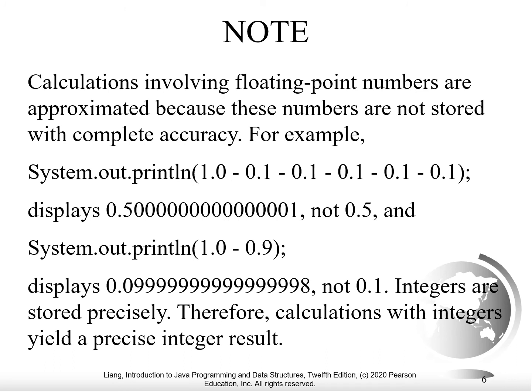It is very important to understand that any calculations involving floating point numbers, that is, float or double data types, are approximations. Floating point numbers are not stored with complete accuracy because they are allotted a finite amount of space and must round off the portion after the decimal point. Integers, however, yield a precise integer result.